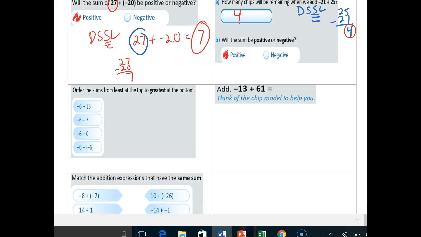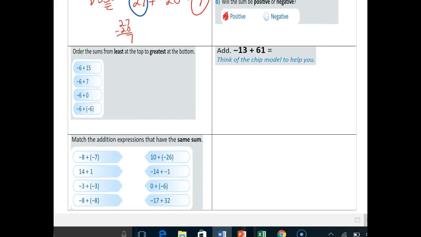Order the sums from least to greatest. The easiest thing to do is work these out. So let's go ahead and say, all right, this is a DSSL, this is a DSSL, this is a DSSL, and this is the only SSAK. So SSAK, same signs, add, keep. We get negative 6 plus negative 6, just add them and keep the sign, right? So we get negative 12. DSSL, different signs, subtract, but anything plus 0 is just going to be that thing. So negative 6 plus 0 will just be negative 6.